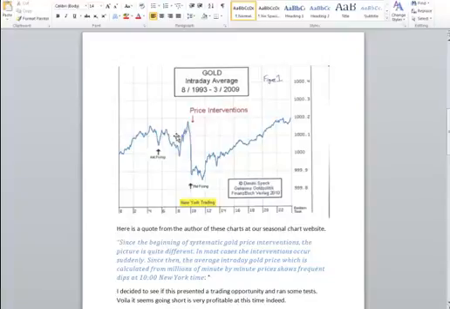So what he's got here is a quote from the author of these charts at a seasonal charts website. "Since the beginning of the systematic gold price interventions, the picture is quite different. In most cases, the interventions occur suddenly," so that's that 8 to 12 o'clock time frame. "Since then, the average intraday gold price, which is calculated from millions of minute by minute prices, shows frequent dips at 10 a.m. New York time."